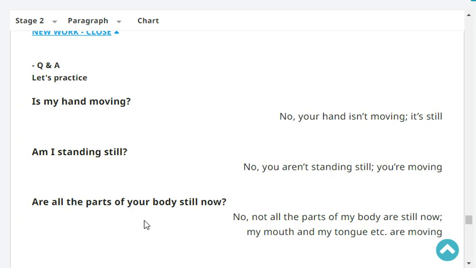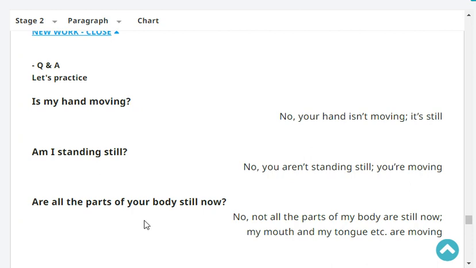Okay, let's practice. Is my hand moving? No, your hand isn't moving. It's still. Very good. Am I sitting still? No, you aren't sitting still. You're moving. You are moving.